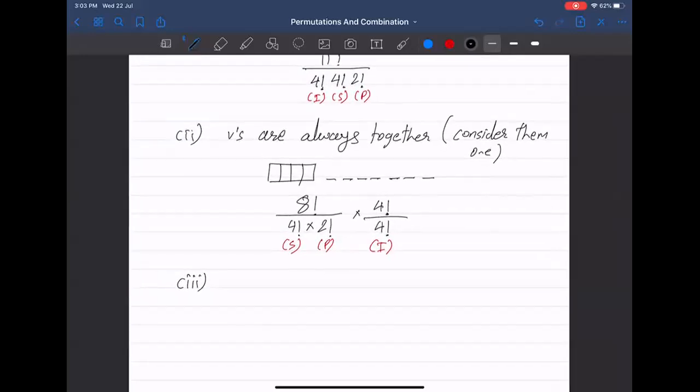Okay, so now vowels are always together. After this, what comes next? Anybody? Vowels are together, never together. So we can also write these short forms for vowels. Never together also means no two vowels are together. No two vowels are together.